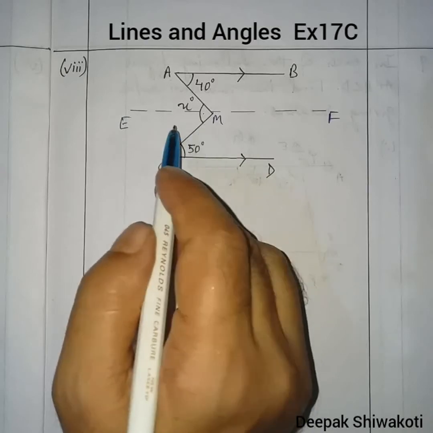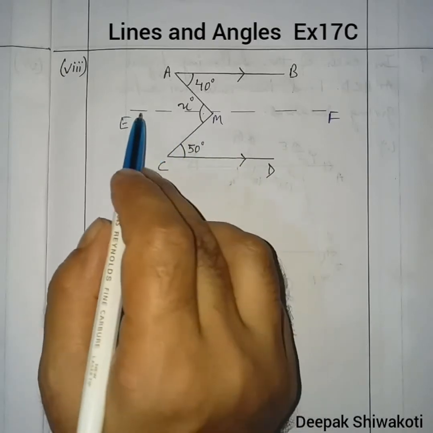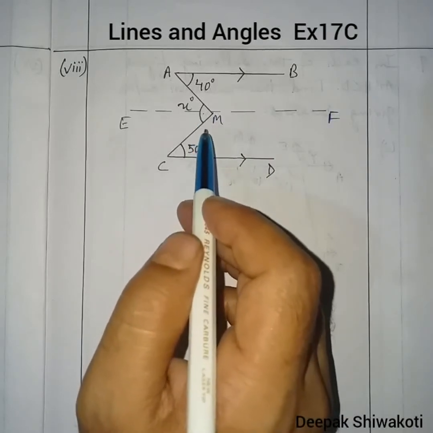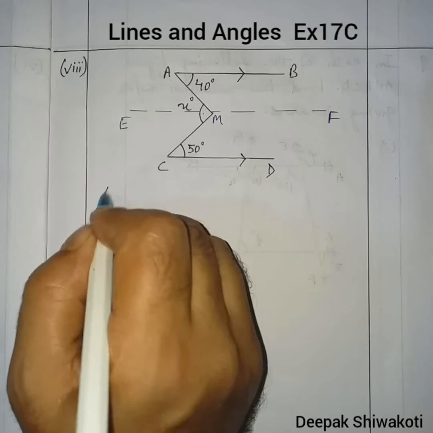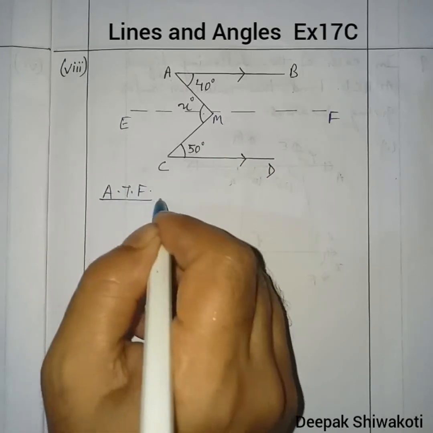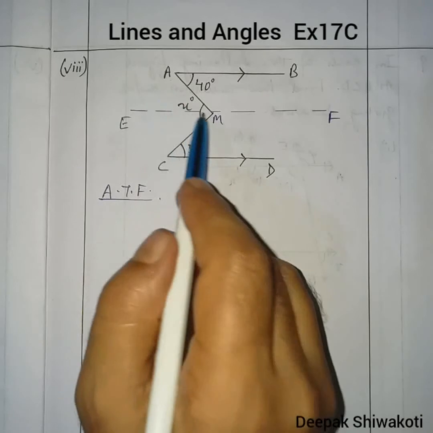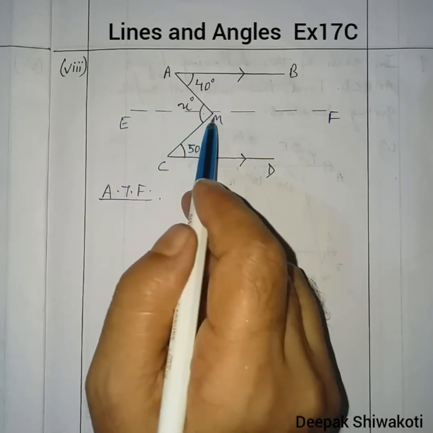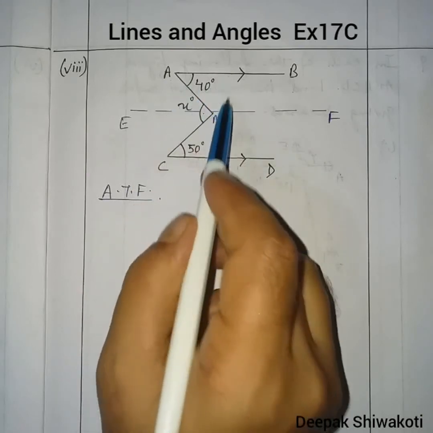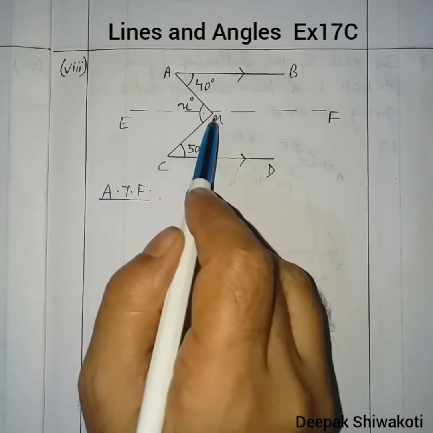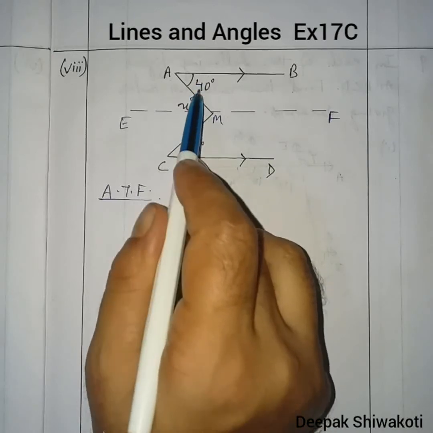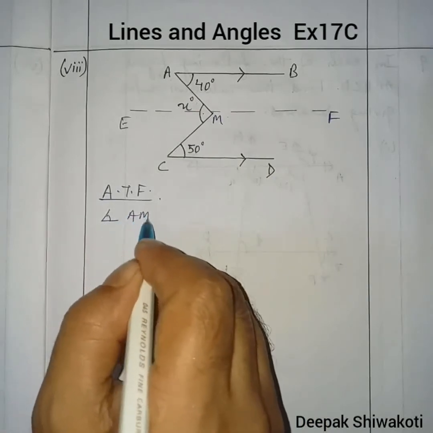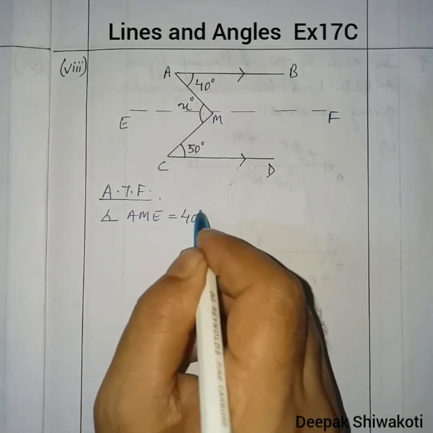Like in the previous question also, we have drawn this line parallel and we have tried to find the value of x. In this question also, in the same manner, we'll go, according to the figure, angle AME, this angle is equal to 40 degree. Why? Because this line and this line are parallel to each other and AM is the transversal. That is why this angle and this angle are alternate to each other and they are equal. So angle AME is equal to 40 degree.